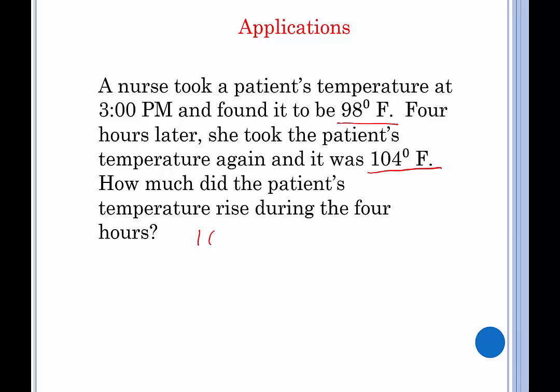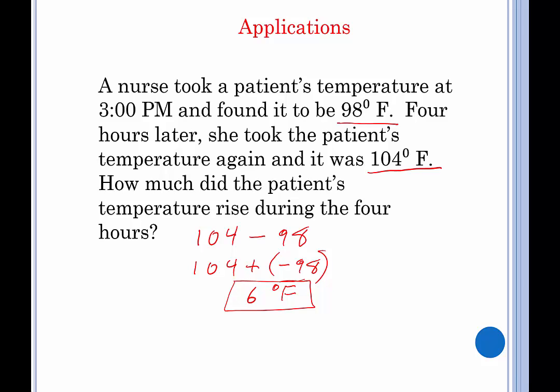We take the larger one, 104, and we subtract the smaller one, 98. We don't have any signs here, so we may be tempted just to subtract it. But I'm going to go ahead and use our rules that say keep the first one the same, change subtraction to addition, change the sign behind it, and then now that we have addition, since the signs are different, we're supposed to subtract and keep the sign of the larger, which is the positive. So 6 degrees Fahrenheit. That is how much the patient's temperature has risen.